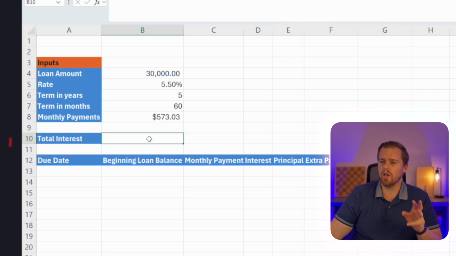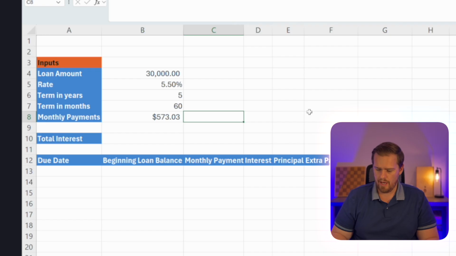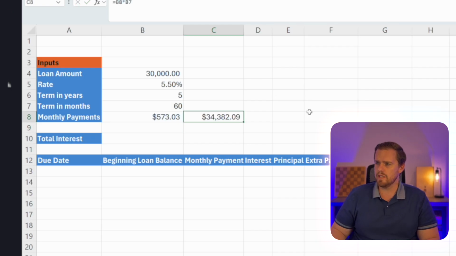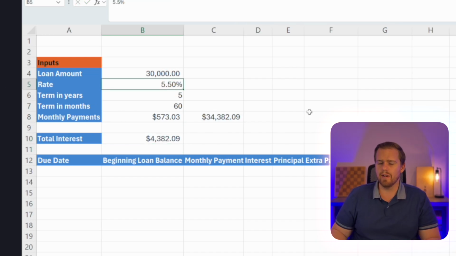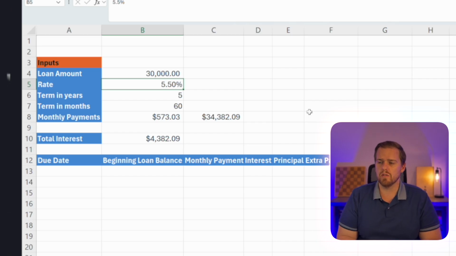So what we're gonna do is calculate the total interest paid to the lender in this scenario. Right here in C8, I'm gonna press equals 573.03 times 60 payments in total over 5 years. And we see that we pay $34,382. So our total interest is pretty easy to calculate here. It's going to be $4,382.09. But like I said at the beginning of this video, let's see how much we can save if we just play around with these numbers a little bit and change our interest rate from 5.5% down to 5%.